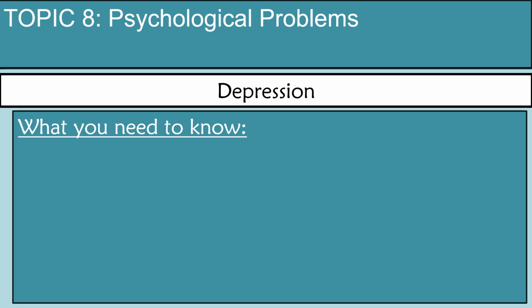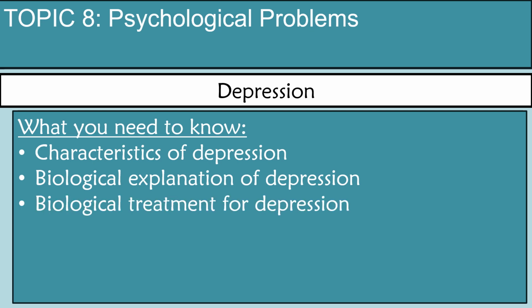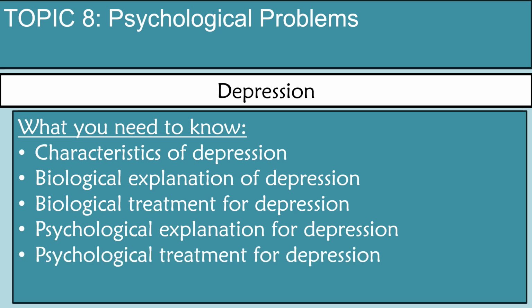What you need to know includes the following things. You need to know the characteristics of depression. That includes the different types of depression. You need to know the biological explanation of depression, where does depression come from, and you need to know a biological treatment for depression. You need to be able to evaluate both of those. You also need to know the psychological explanation for depression, the psychological treatment for depression, and again you need to be able to evaluate both of those. So let's not waste any time, let's go straight through it as fast as we can.